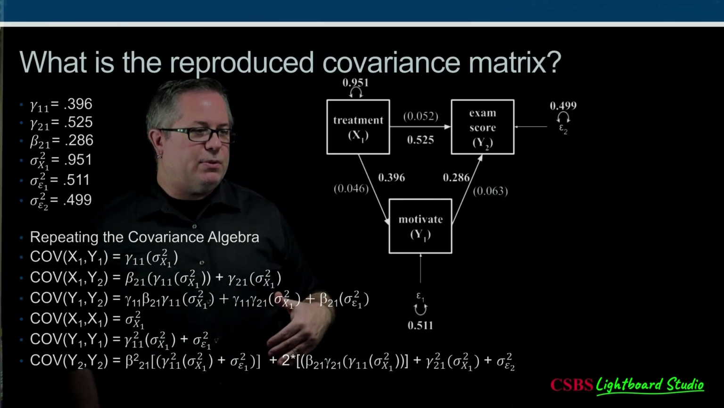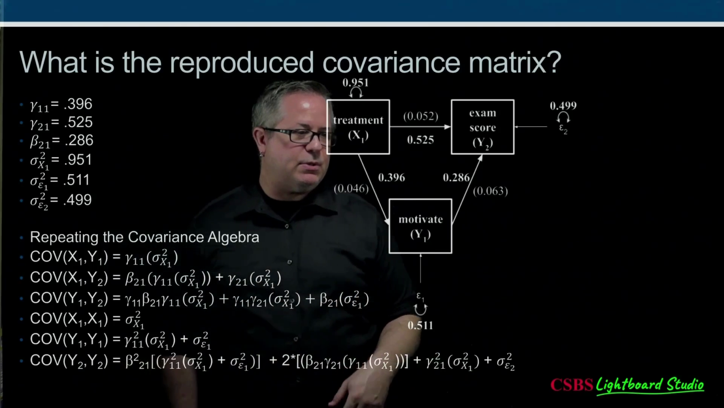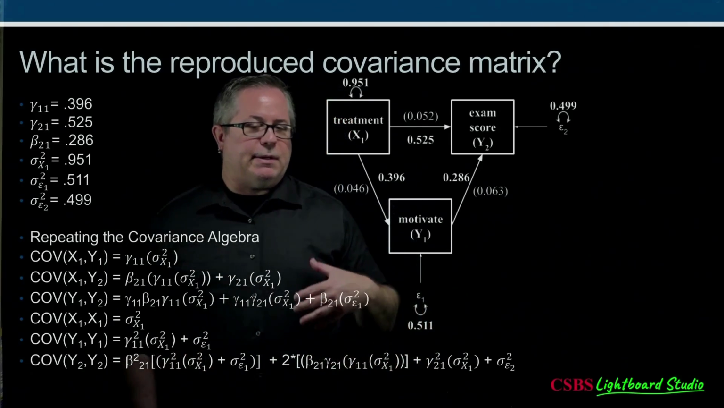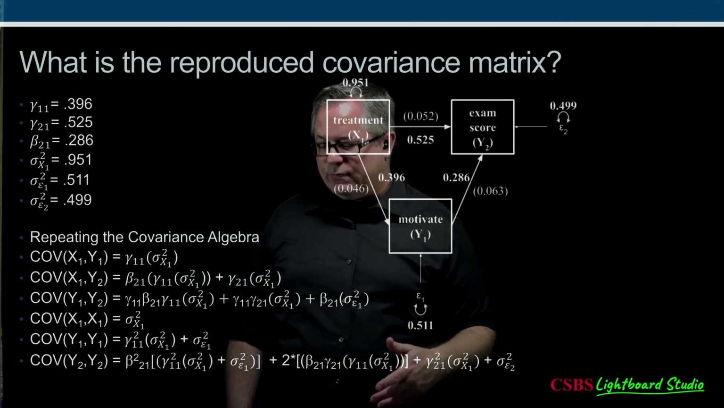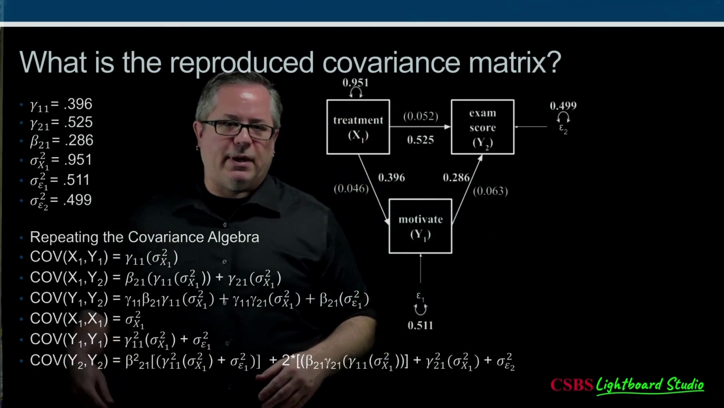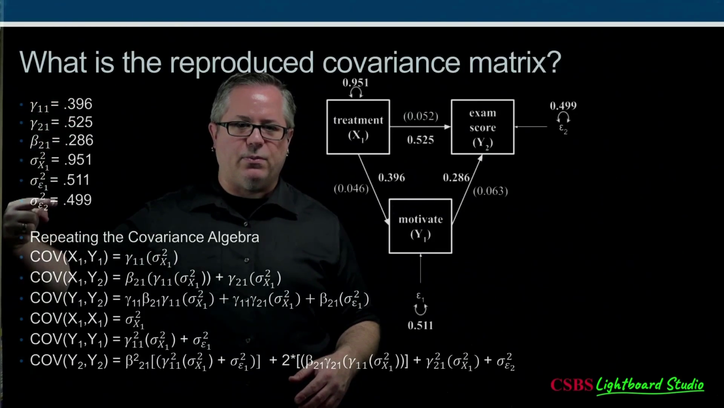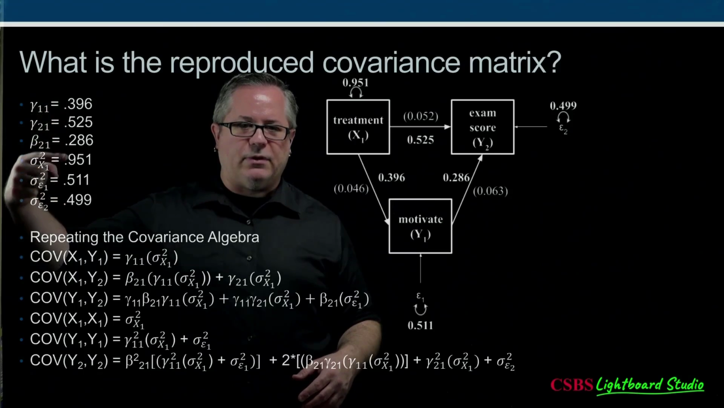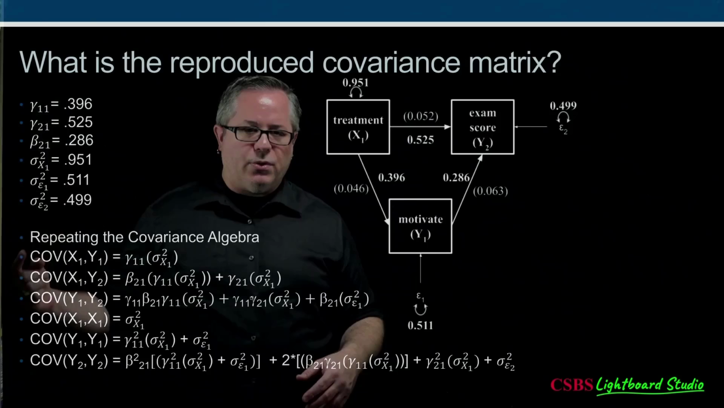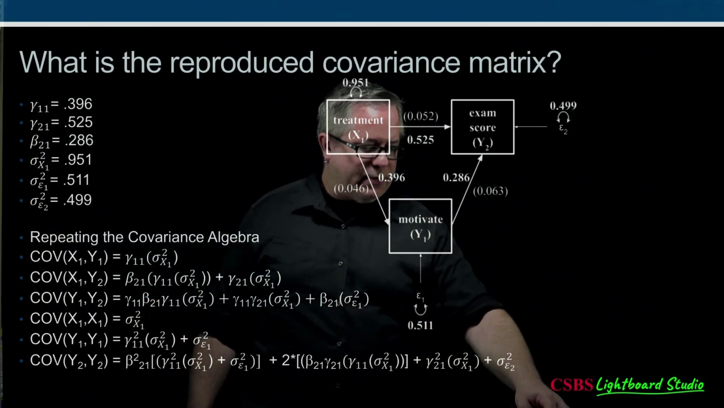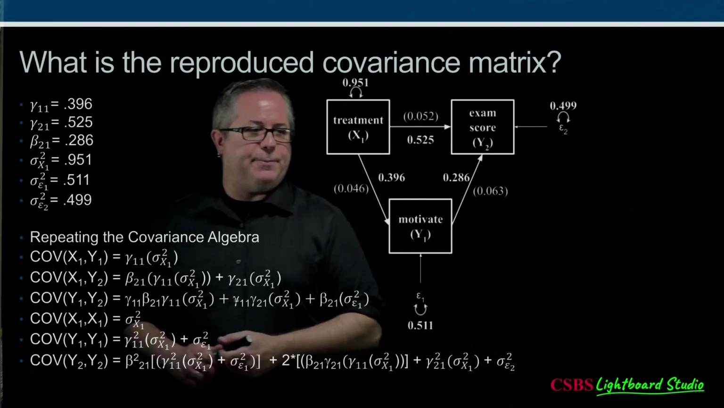We walked through how to develop all these covariance algebra equations that will give us all the components we need. And then in the background, I ran the model through lavaan, and we got to this point where we have all of the coefficients that would be estimated based on this model. So we can then go through and reproduce the matrix. We figured out exactly what these numbers are supposed to be.